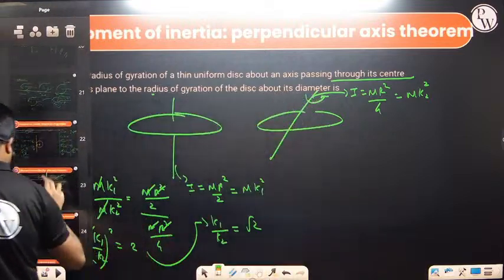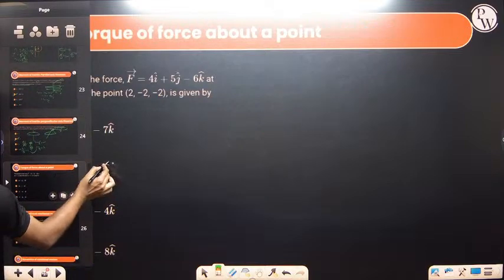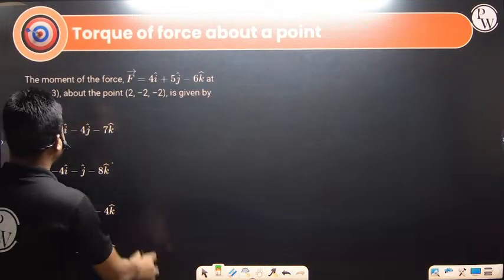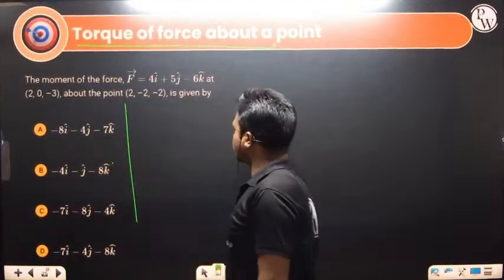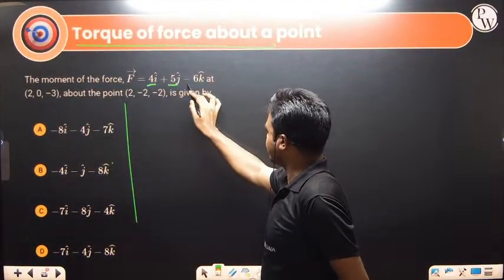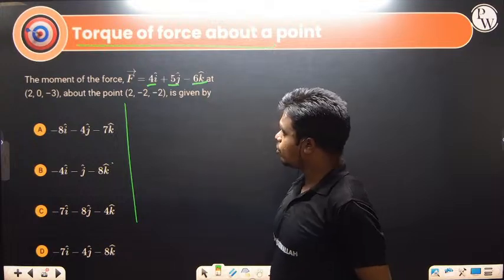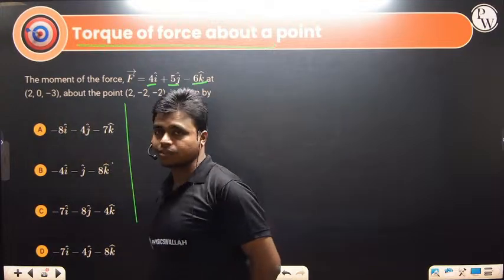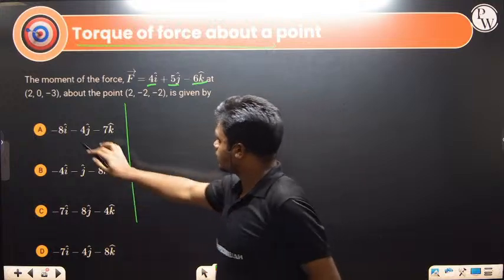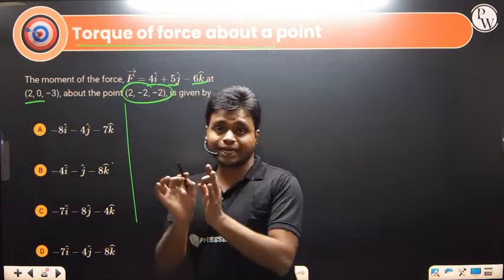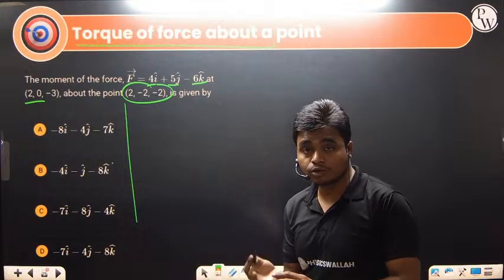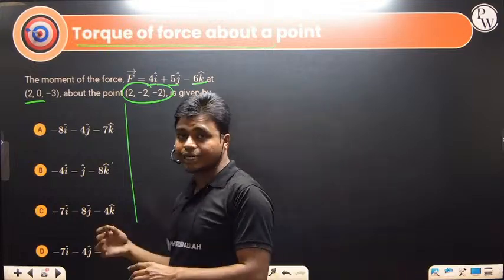Second, let's move to some more terms, that is dynamics of rotational motion, that is torque. What they are asking: the moment of the force F, given by 4 i cap plus 5 j cap minus 6 k cap, about the point (2, 0, minus 3). The force is acting at this particular point. About the point they're asking, so there are 2 points that we have to consider: where the force is acting, and the point about which we have to calculate the torque.